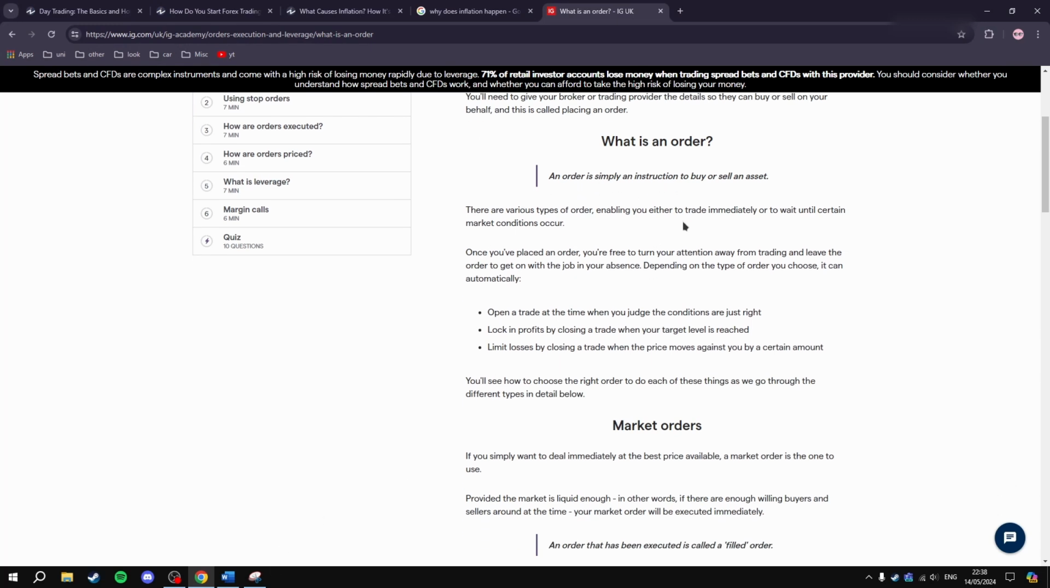There are various types of order, enabling you to either trade immediately or to wait until certain market conditions occur. Once you've placed an order, you're free to turn your attention away from the trading and leave the order to get on with the job in your absence. Depending on the type of order you choose, it can automatically open a trade at the time when you judge the conditions are just right, lock in profits by closing a trade when your target level is reached, limit losses by closing a trade when the price moves against you by a certain amount.